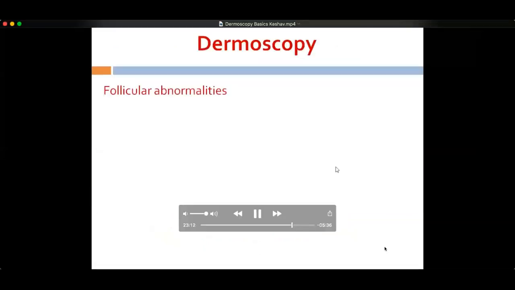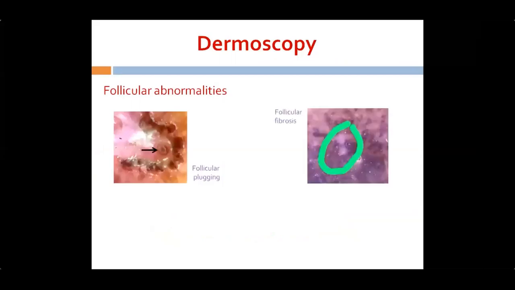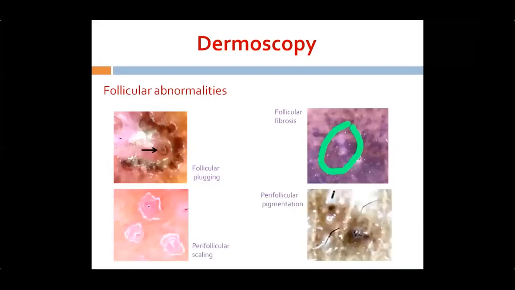Now coming to the follicular abnormalities. There can be different forms of follicular changes, like follicular plugging, follicular fibrosis, perifollicular scaling, and perifollicular pigmentation. Apart from this, perifollicular erythema, follicular red dots, and so many other findings are seen. But these are the common ones that we see in dermoscopy.